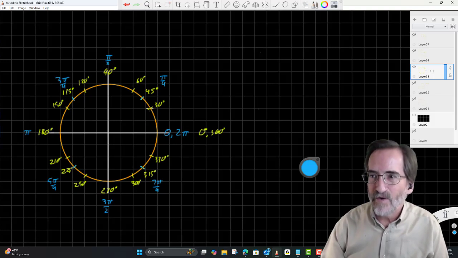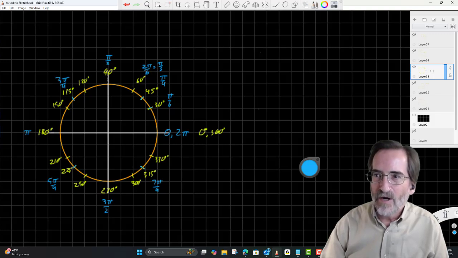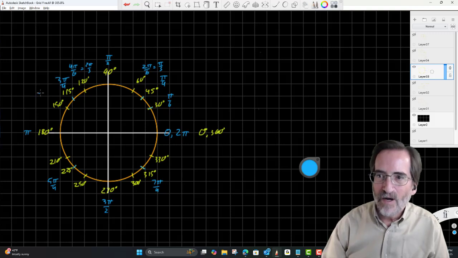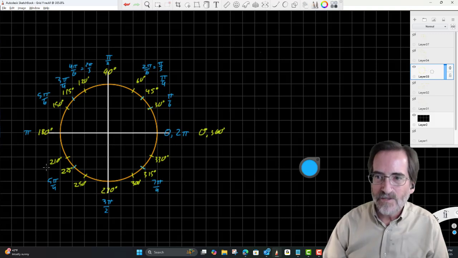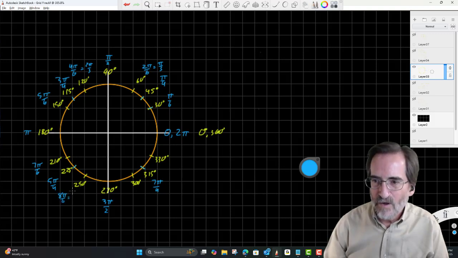Pi over 2 divided by 3 is pi over 6. 1 pi over 6, 2 pi over 6 reduces to pi over 3. 3 pi over 6 is pi over 2. 4 pi over 6 reduces to 2 pi over 3. 5 pi over 6, pi, 6 pi over 6, 7 pi over 6, 8 pi over 6 reduces to 4 pi over 3.